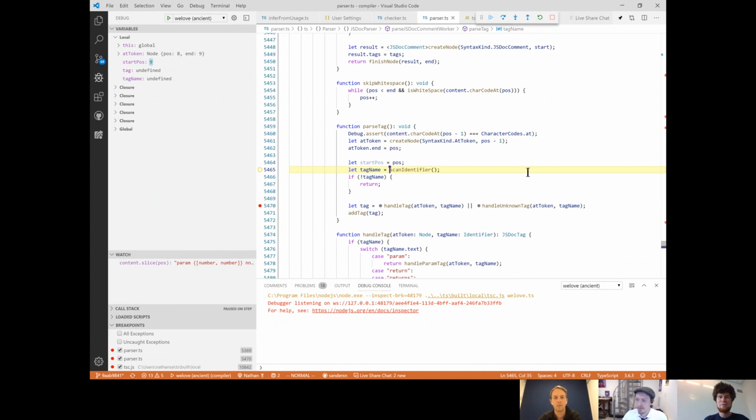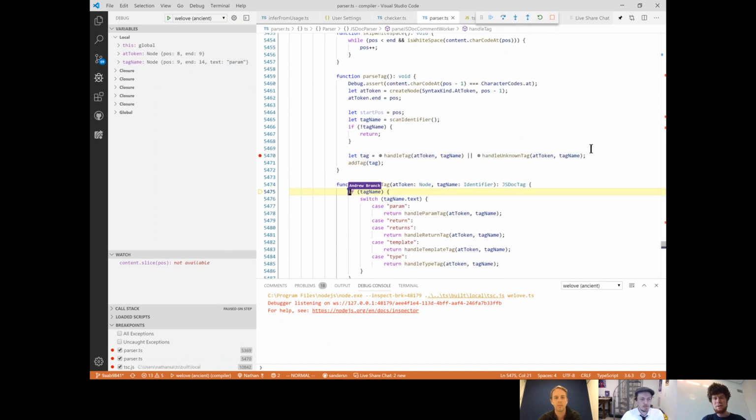Okay, so scan identifier. I don't really want to jump into the main parsing code. Scan identifier does what it sounds like it does. So if we look at tag name, it's going to be a node with a position, an end, and a text. If we didn't find one, then we just assume that something went wrong. But we did find one, so now we're going to look at handle tag.